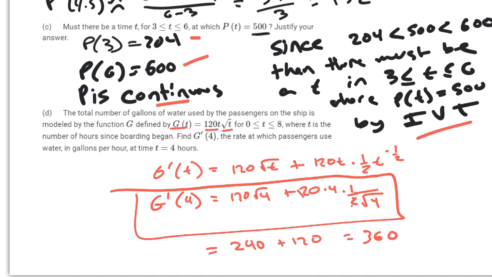And it says find in gallons per hour. This one mentions a unit, so we want to say gallons per hour.